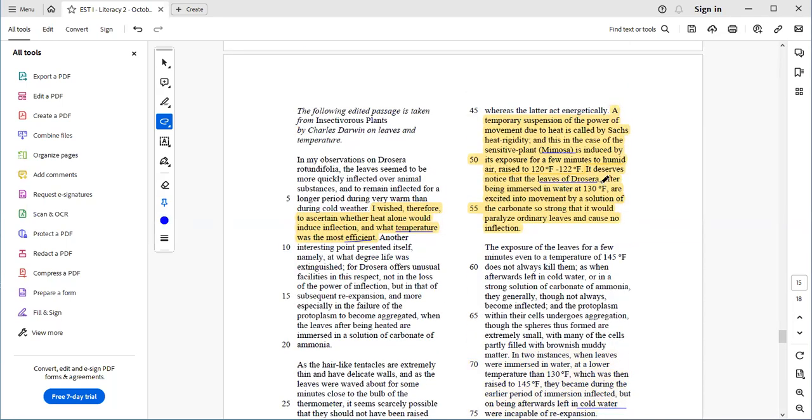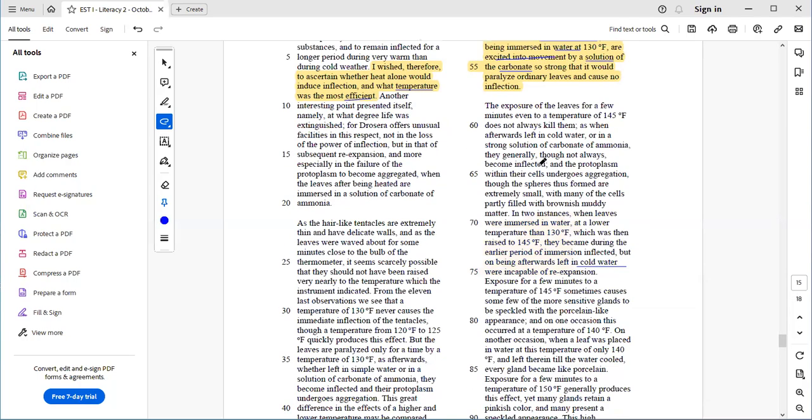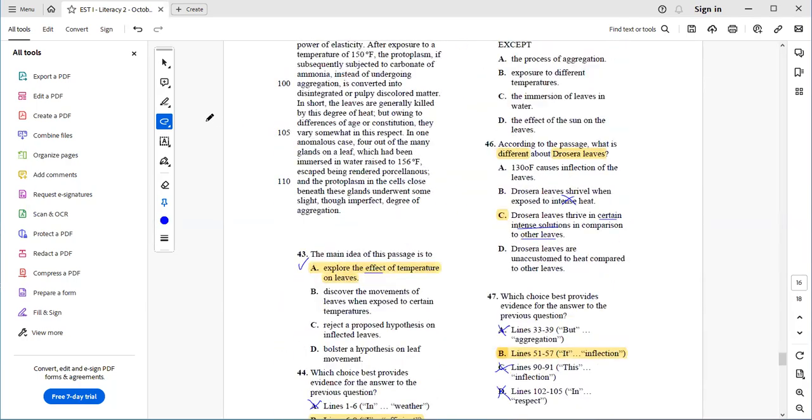It's here. Leaves of Drosera after being immersed in water are excited to movement by a solution of carbonate. Yes. And he compared it to mimosa, that it would not move. It will be paralyzed. So the answer is C. I think this answer is right for Myrna and for Yusuf. The Drosera leaves are unaccustomed to heat compared to other leaves. No, it's accustomed actually because it will move. So the answer is C and B. C and B. Hala, clear? Clear. Okay. Myrna, you got it right.